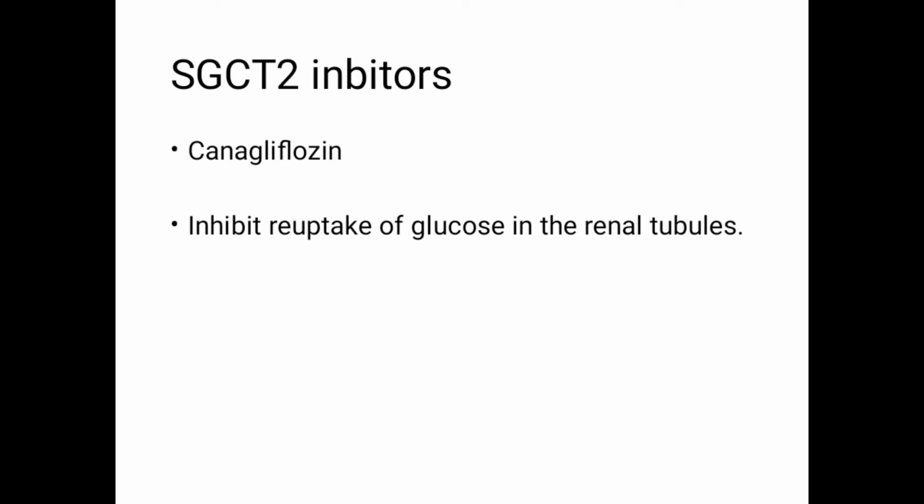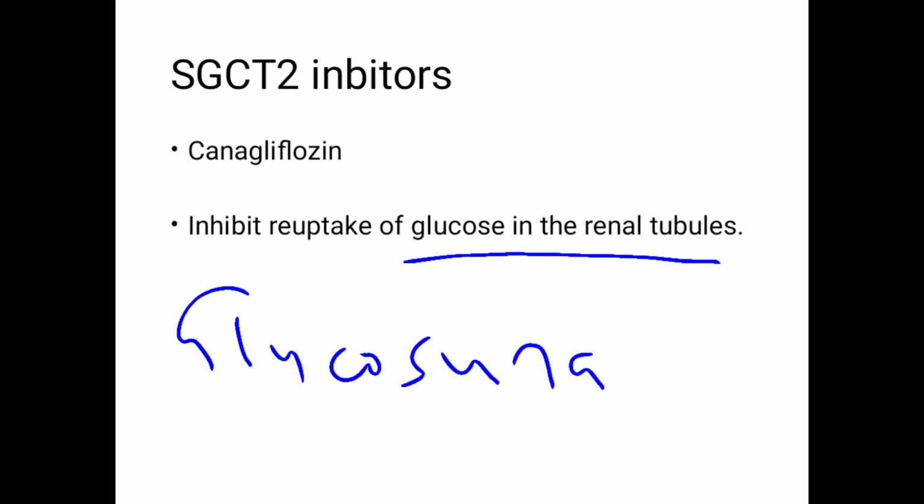These drugs inhibit reuptake of glucose in the renal tubules by blocking the sodium glucose cotransporter 2 channel, and this will have a glycosuric effect, so there will be more glucose in urine. And these drugs are very useful, especially in patients that have cardiac conditions. But the adverse effect of these drugs is that with the glycosuria, there's increased tendency to develop urinary tract infection, and sometimes these patients can actually develop venous gangrene.